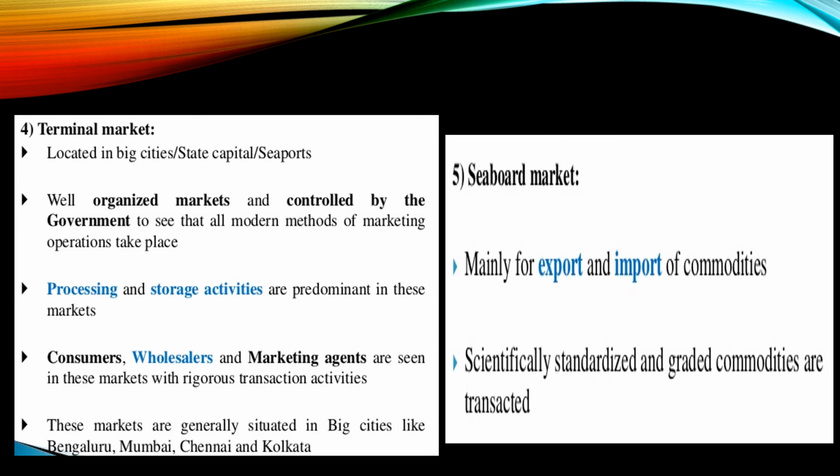Next, we have terminal market. Terminal market is located in big cities, state capitals, and seaports. It is also a well-organized market controlled by the government to see that all modern methods of marketing operations take place. Processing and storage activities are predominant in these markets. Consumers, wholesalers and marketing agents are seen in these markets with rigorous transaction activities. These markets are generally situated in big cities like Bangalore, Mumbai, Chennai, and Kolkata.